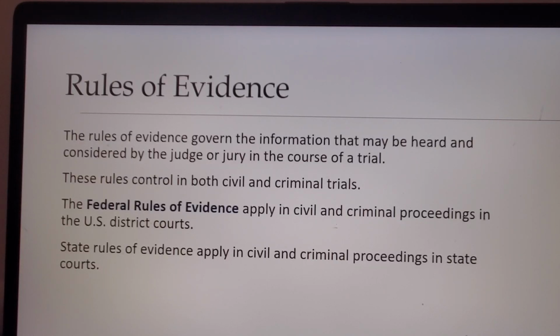But what are the rules of evidence? These are the rules that determine what kinds of evidence are reliable enough and relevant enough to be relied on in a courtroom, usually during a trial. Sometimes during motion hearings as well. The rules started out as federal, but then were largely adopted by individual states over time.